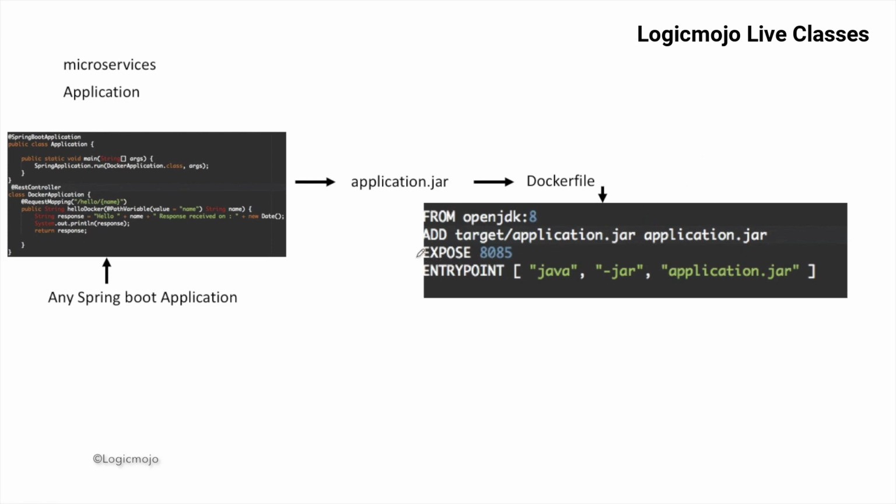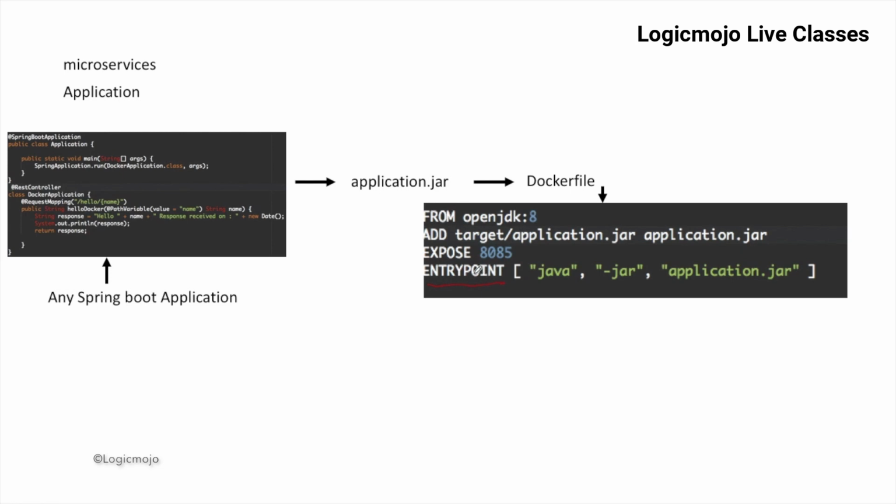Now the next step is EXPOSE. Basically we need to expose the container on a particular port, and we consider that port as 8085 in our case. We can give any particular port number in our local system. And then this is my ENTRYPOINT.